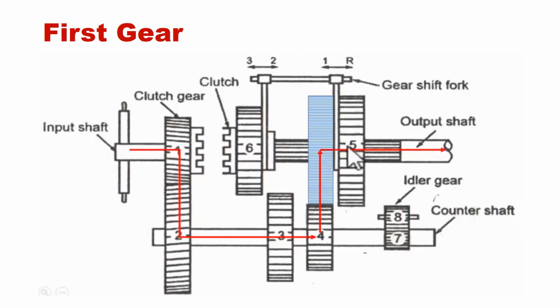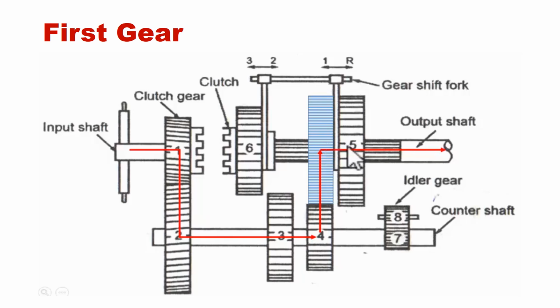In this gearbox, there are totally 3 gears: gear 1, gear 2, and third gear or top gear, and reverse gear is also considered. The red line indicates the power movement.